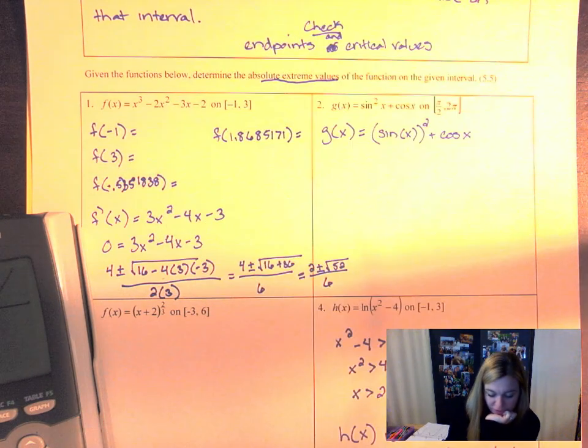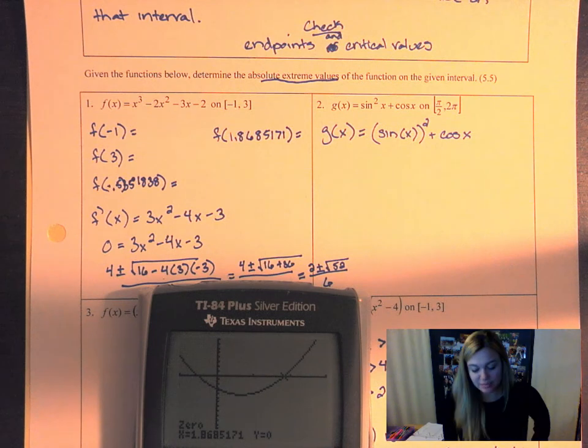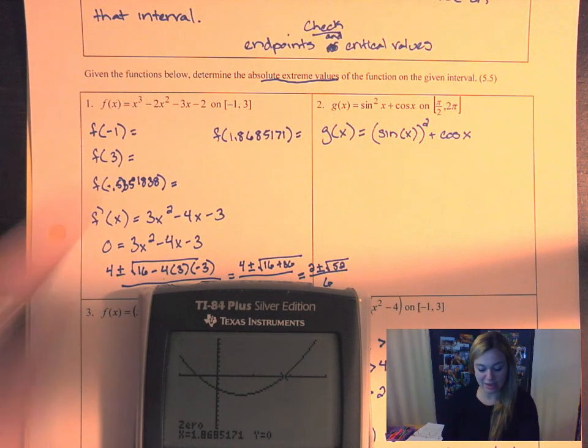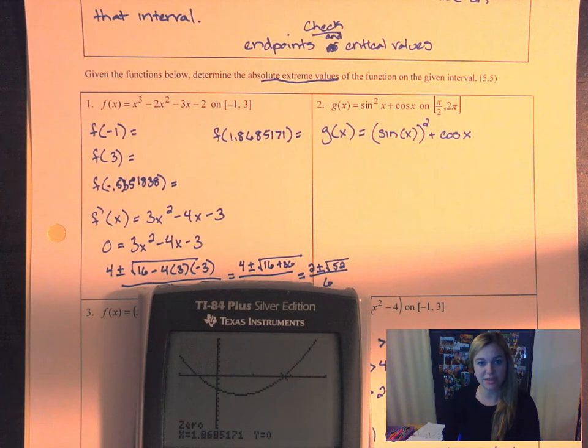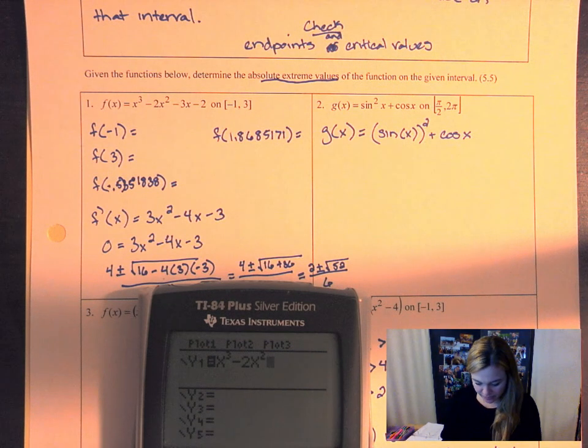You're going to go back up to this original function, and this seems like it's cheating a little bit, because why would we even use this in the first place if we had a calculator and we can just find the min and maxes of this? We're just practicing, so you know that this actually works. But if I go back up to this original function, the original function was x cubed minus 2x squared minus 3x minus 2.